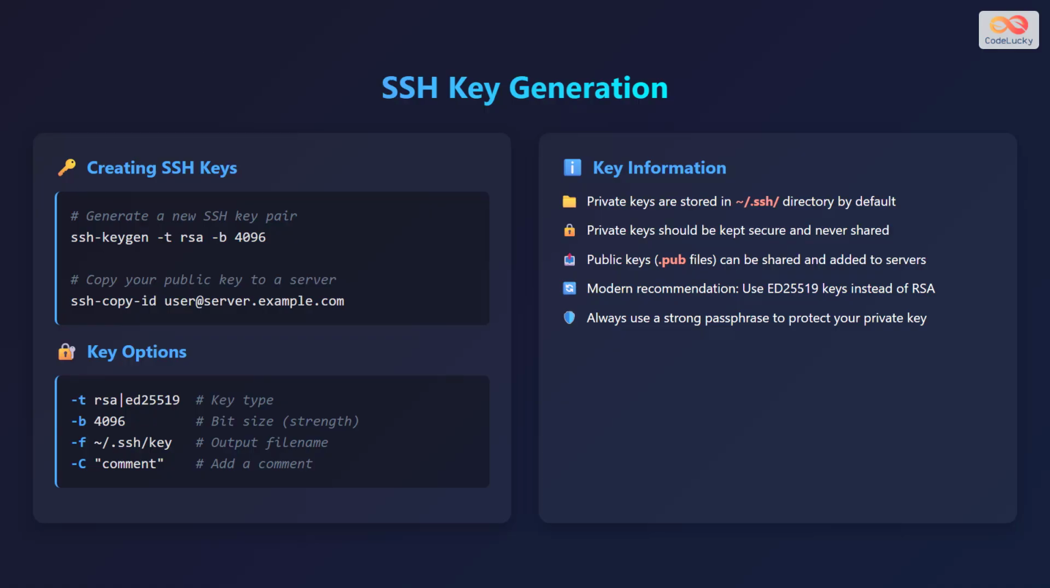The option -C lets you add a comment to the key. Here is some important information about keys. Private keys are stored in the .ssh directory by default. Private keys should be kept secure and never shared. Public keys, which have a .pub extension, can be shared and added to servers. Modern recommendation is to use ED25519 keys instead of RSA. Finally, always use a strong passphrase to protect your private key.